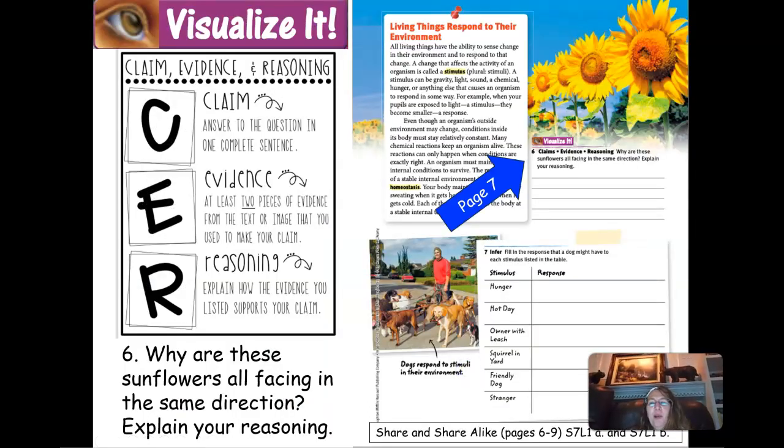Okay, now to number 6. This is a big thing in science education now. You will hear CER a lot, which means make a claim, use evidence to support your claim, and then explain or show the reasoning behind your claim. This is one of the main tenets of the Next Generation Science Standards. So take a minute, pause the video, and answer this question.